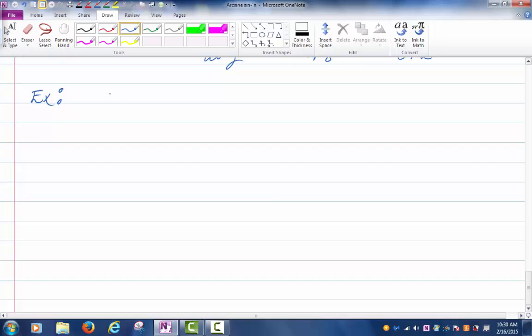Let's look at a new function. I'm going to call that f of x, and I'm going to take that function to be the inverse sine function evaluated at 2x plus 1. And the question is, what's the domain of f?